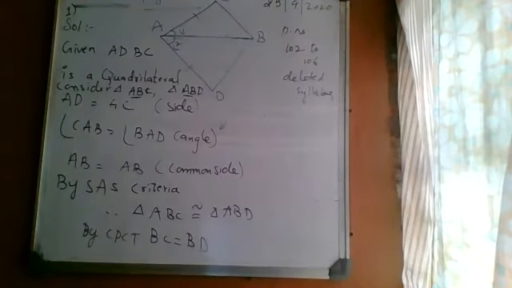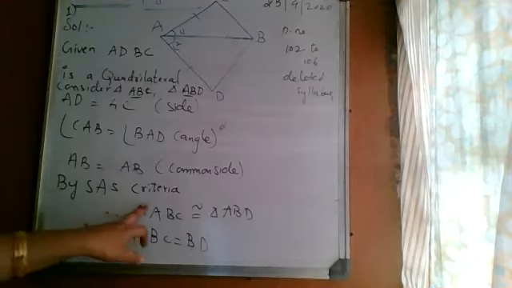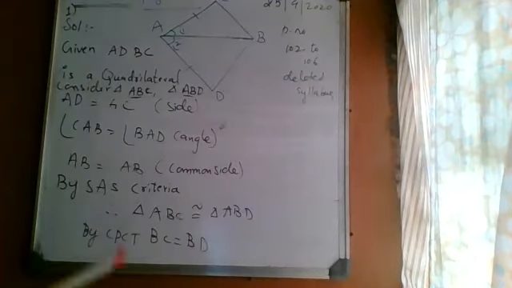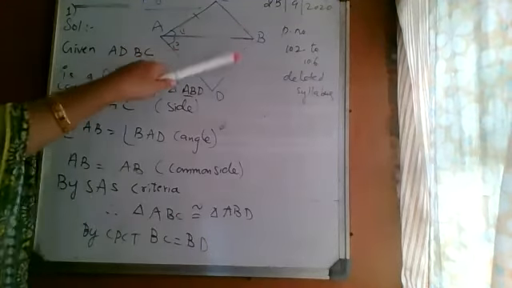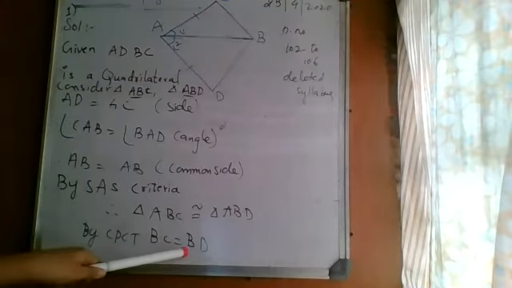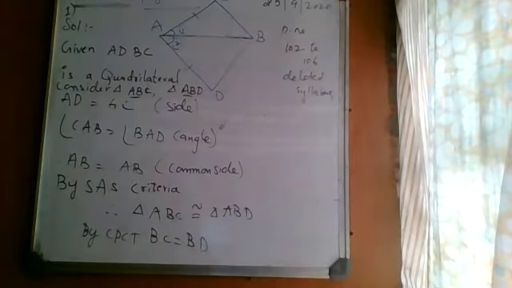Okay. Next, by SAS criteria, we can say these two triangles are congruent. When the triangles are congruent, what can we say? These two angles are equal. But what do we want now? We want BC is equal to BD. Therefore, just write by CPCT. You can mention that CPCT. That's it. Okay.